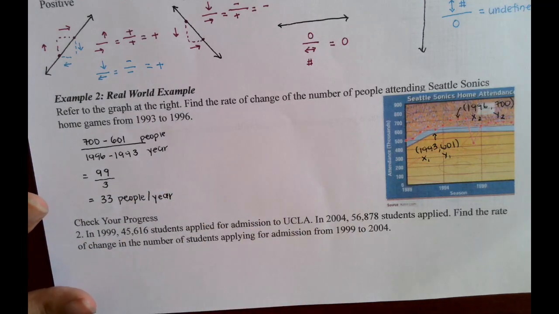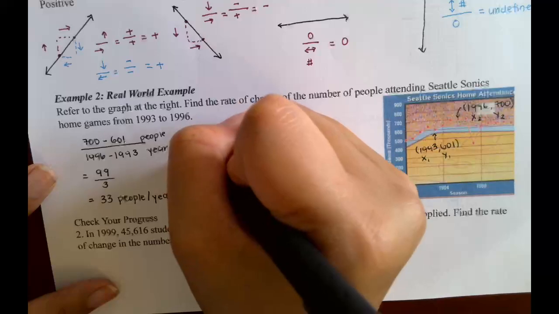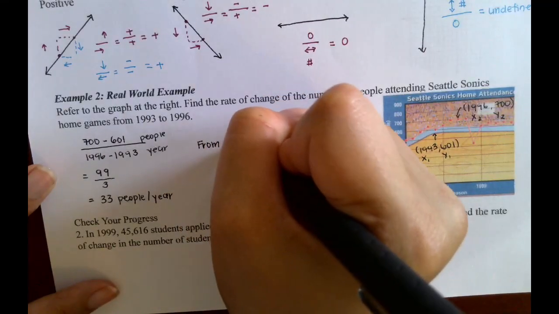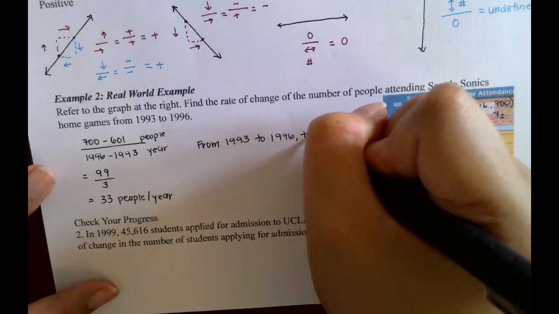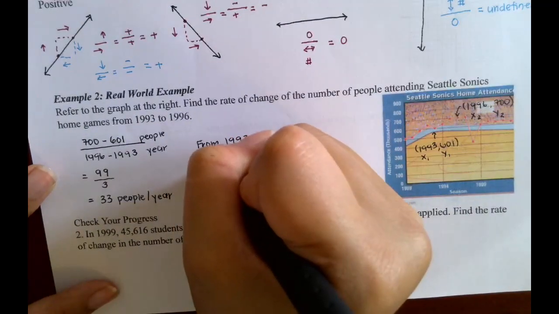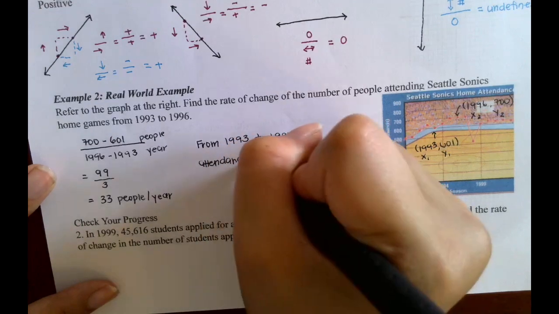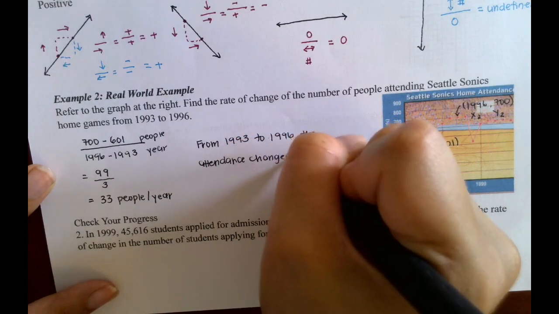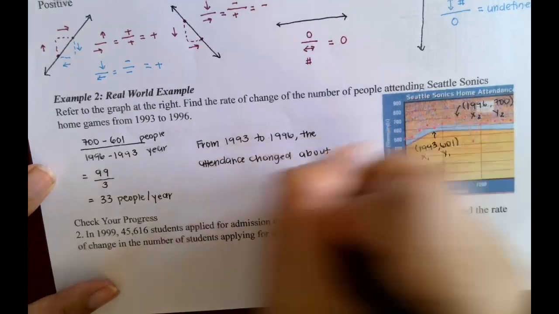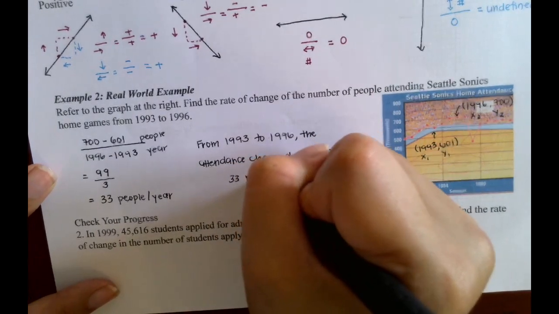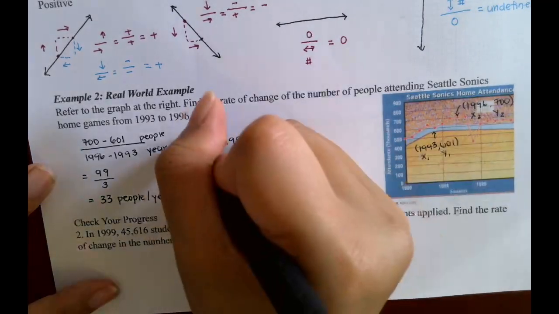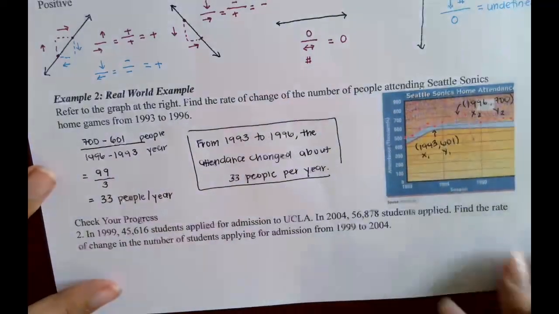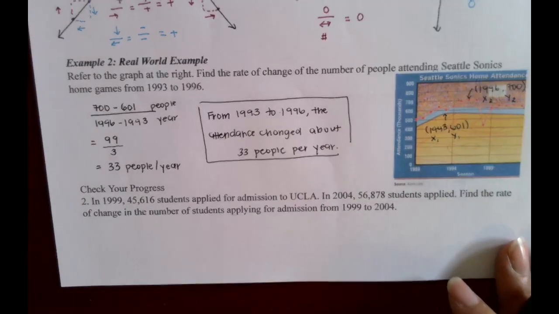Okay, and so what it means is that from 1993 to 1996, the attendance changed about 33 people per year, or increased by 33 people per year. There you go. Okay. So why don't you do CYP2 and then come check your answer.